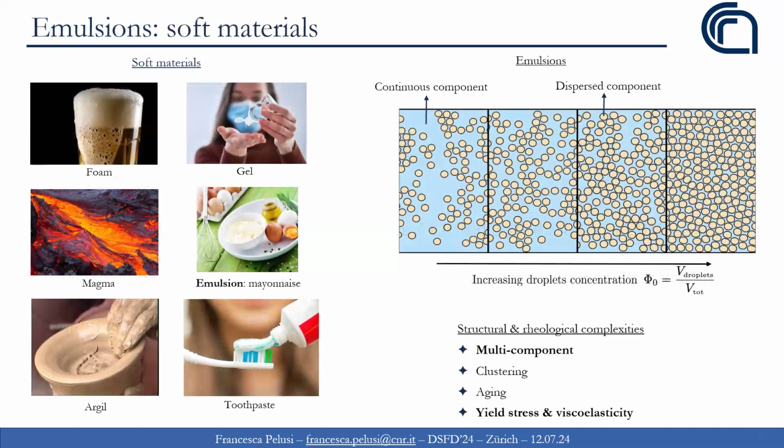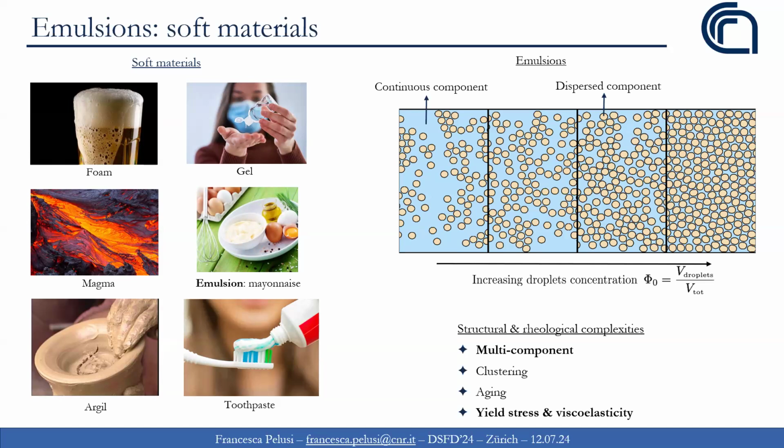So first of all, what are emulsions? Emulsions are part of a wide class of materials called soft materials that we can find in our ordinary life. Here, for example, the foam of a beer, the gel, magma, and so on. These materials are part of the same class because they are characterized by common properties from both the structural and rheological point of view. From the structural point of view, they are multi-component or multi-phase systems. In the case of emulsions, we have micrometric droplets of a certain liquid component that are dispersed in another different liquid component. So we have two systems in the same phase but different components, oil and water, for example.